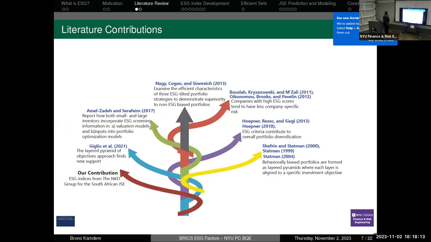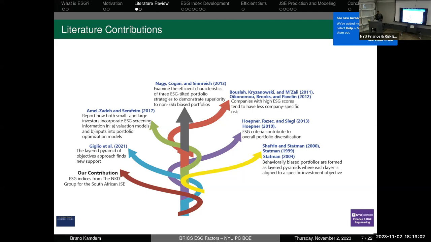Now let's look at the literature contribution. Here we have a few papers. If you go back to 1999, 2000, and 2004, you see that behavioral biases portfolios are formed as a layered pyramid, where each layer is aligned to a specific investment objective. And then you move a little bit upward, to 2010, 2013, ESG criteria contributed to overall portfolio diversification. All right, this paper found out that ESG consideration really matters.